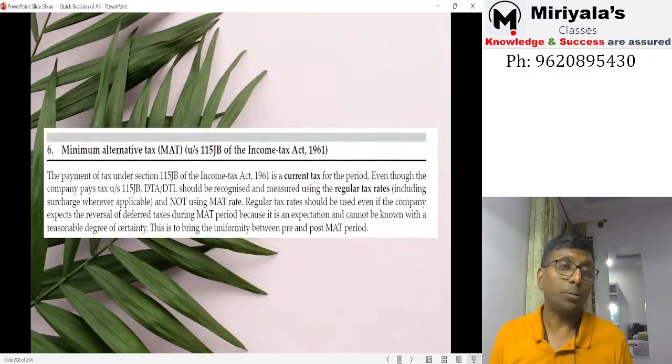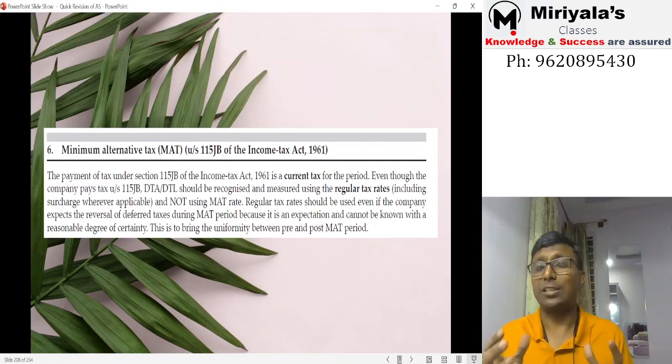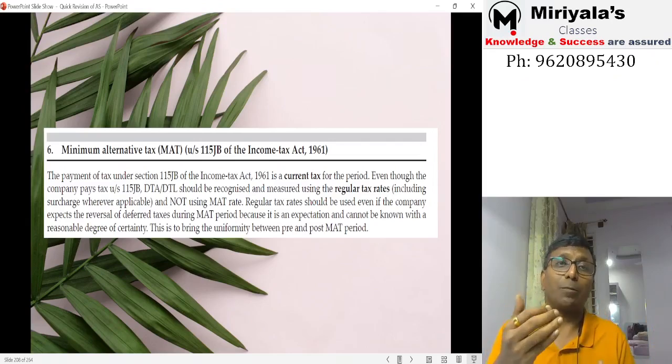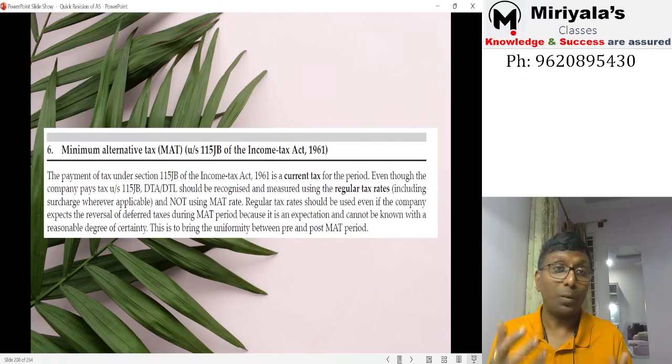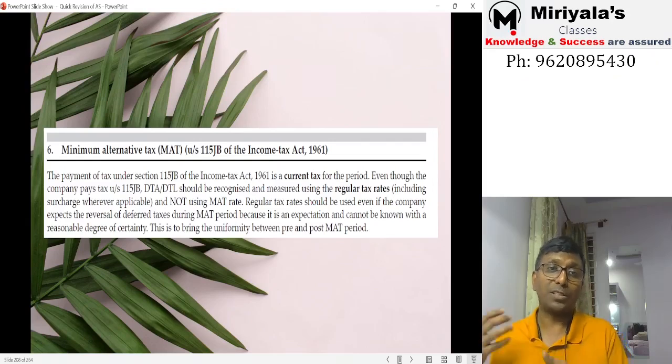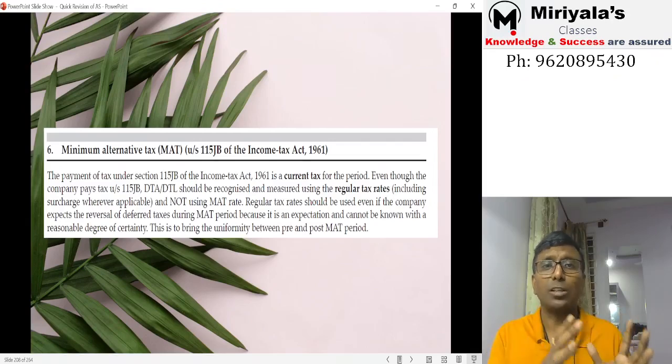And one more piece of information, like Minimum Alternate Tax. The number of times this question has been asked in the examination! What is Minimum Alternate Tax? Under some circumstances of Section 115JB, the company is supposed to pay a special rate. You have to pay not 25%, not 22%, not 32%. A special rate of tax is supposed to be applicable, subject to certain conditions.